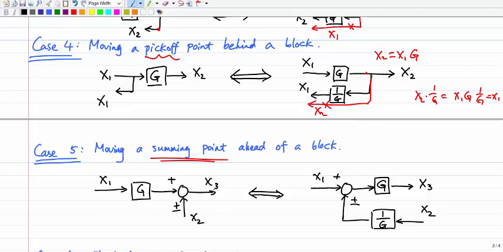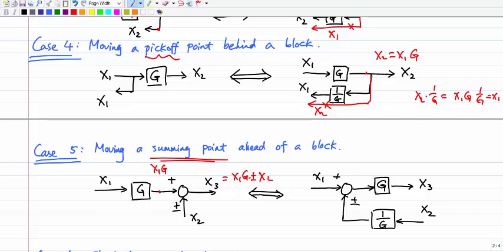So if you calculate this one, you get x3. This point will be just x1 times g, because that's a transfer function g, right? So x3 will be just equal to x1g plus or minus x2, depending on what sign I have over here. If this is plus, this is plus. If this is minus, this is minus.